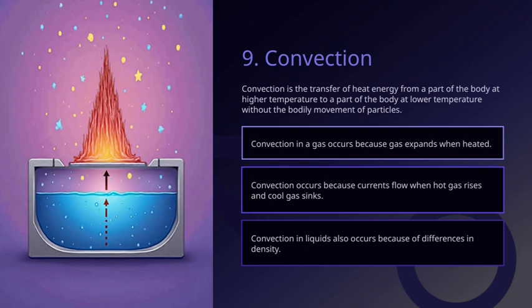It's important to remember that convection is a transfer of heat energy from a part of the body or system at a higher temperature to a lower temperature, and it does this without the particles themselves moving in a bodily sense. Instead, it's the movement of the fluid or gas that carries the heat along. So, in essence, convection is all about the movement and circulation driven by temperature differences, whether in liquids or gases. It's a fundamental process that helps explain how heat gets transferred in many natural and engineered systems, connecting directly to our overall understanding of heat transfer methods.